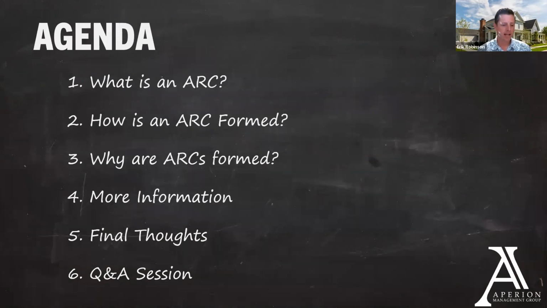The agenda for today is a fairly simple 101 level of architectural review. If we have more details or questions that people want to get into, feel free. We can do that at the end or during that section as I'm talking. So I'm going to go over what is an architectural review committee, how they're formed, why they are formed, a little bit more information about guidelines and processes, some final thoughts, and then any Q&A that we have remaining at the end.